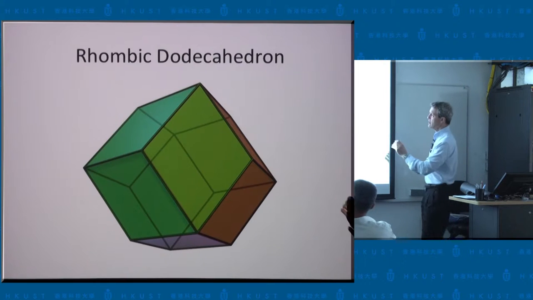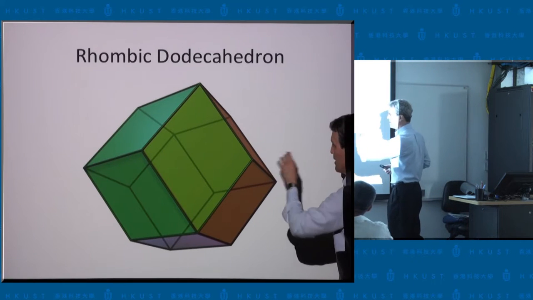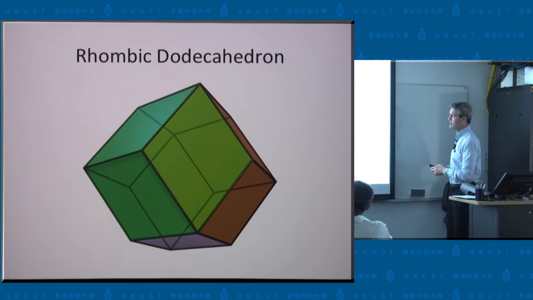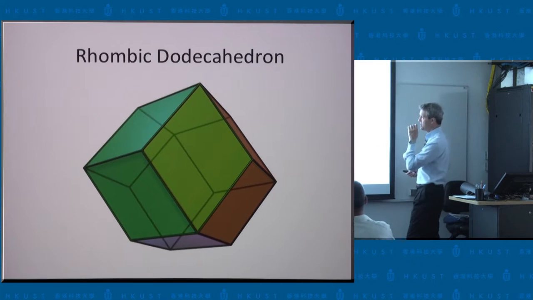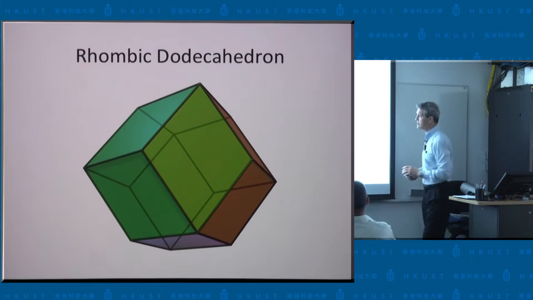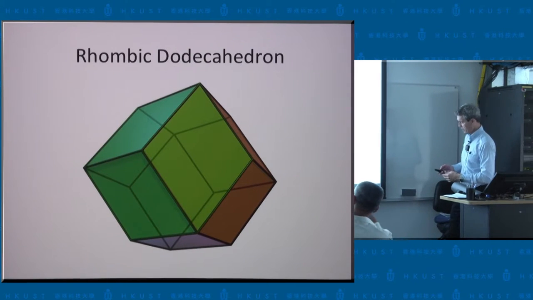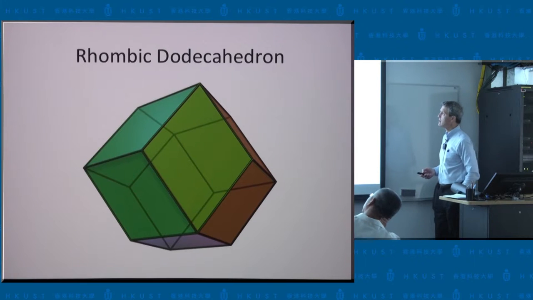unique position, the faces will actually be quadrilaterals, and actually they'll be rhombuses, and the figure you get is the rhombic dodecahedron, which is a very symmetrical solid, but it's not a regular solid because the faces are rhombuses and not regular polygons.